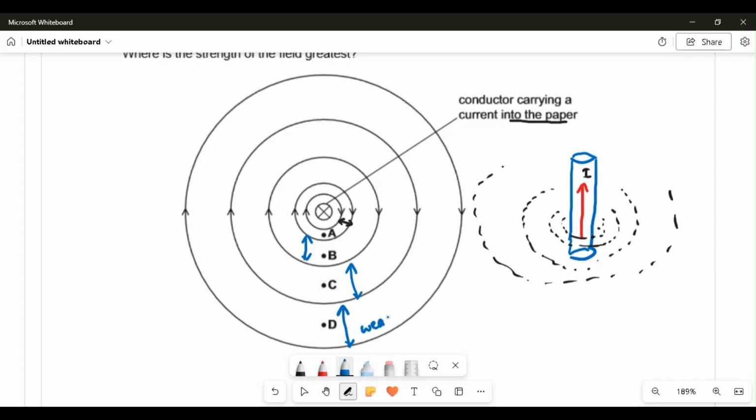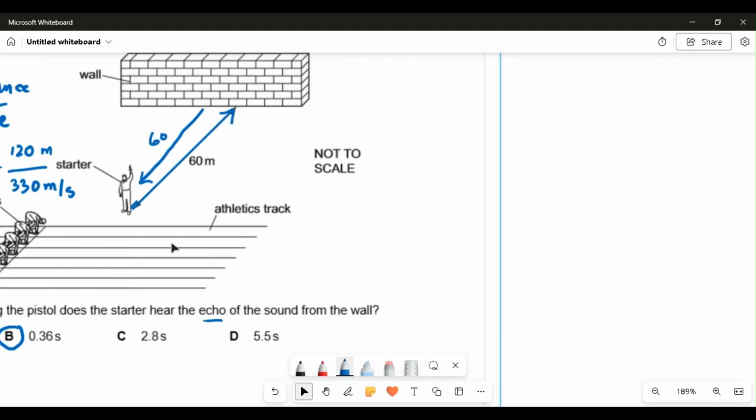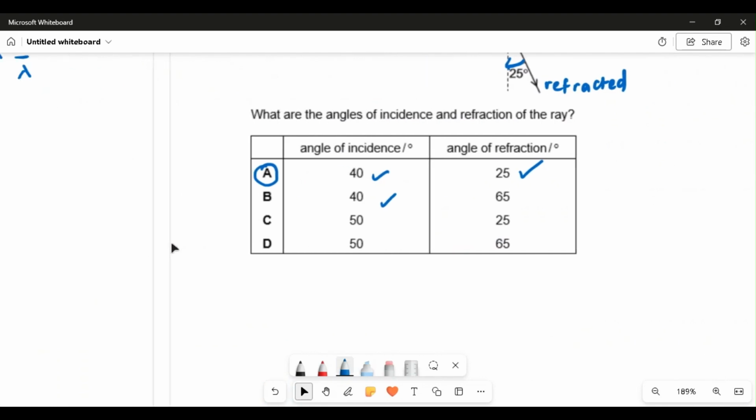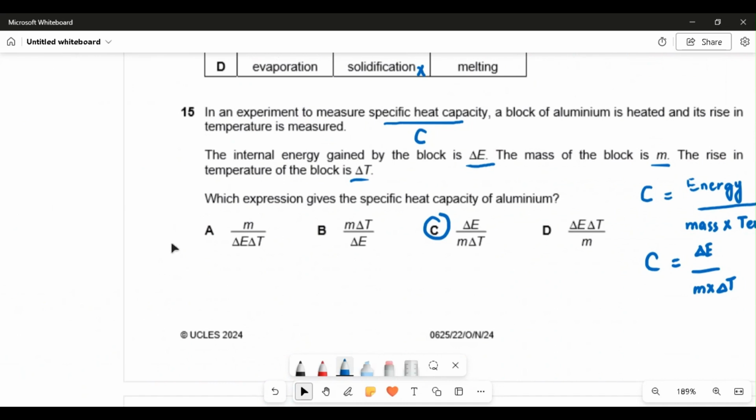Two identifications I talked about here. First, if the point is closer to the conductor, it will have a stronger magnetic field. Secondly, where the magnetic lines of force are close to each other, the magnetic field will be stronger. Where the lines of force are farther from each other, it will be a weaker magnetic field.